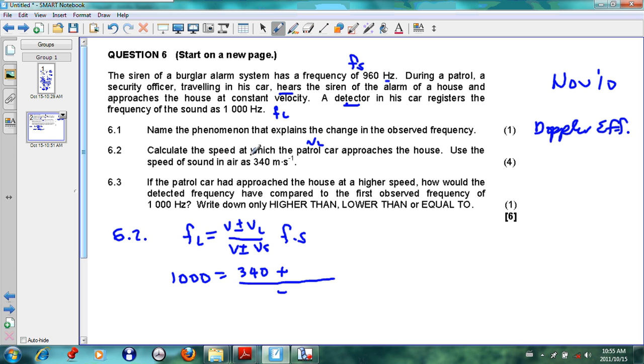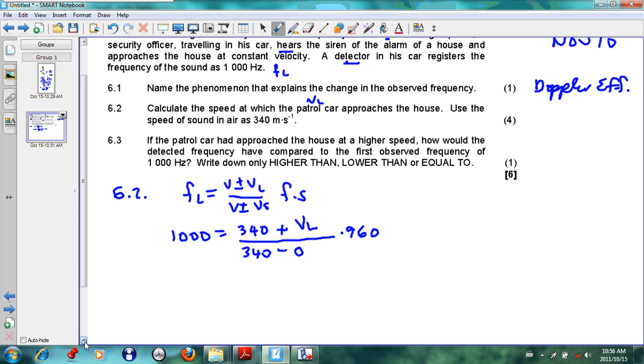We are asked to calculate the speed at which the patrol car approaches the house. So we must look at the speed of the listener. So vL is what we must find. All over v, which is 340, minus the source, which is standing still, the house is not moving, times the frequency of the source, the frequency of the alarm system, which we saw here as 960 Hertz. Now that we have all that information, we can calculate the answer.